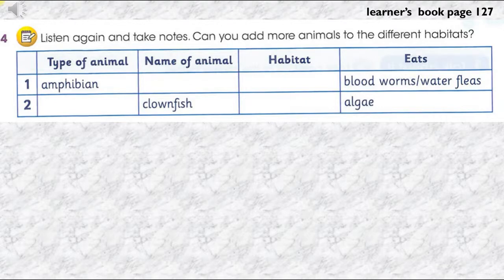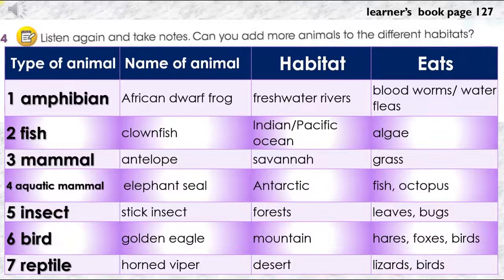And now we are back. Track 51. 1. This is a reptile.